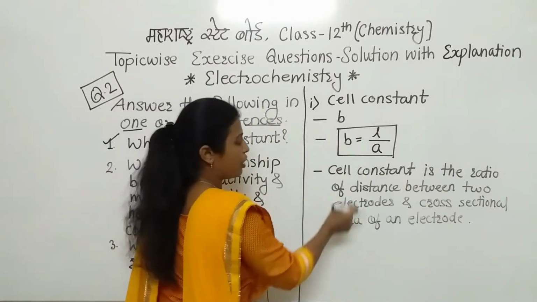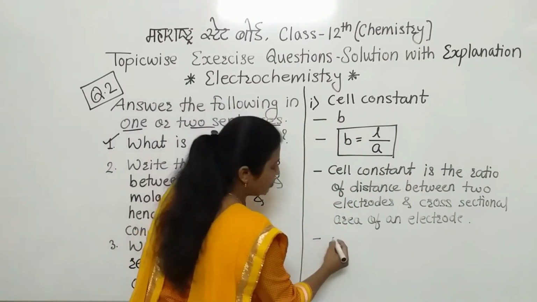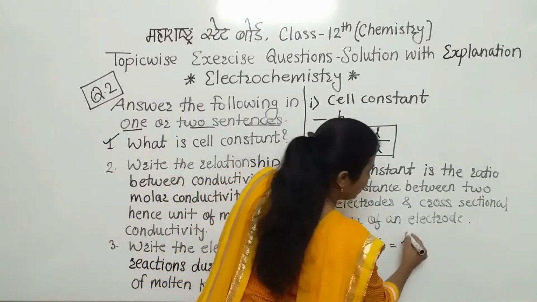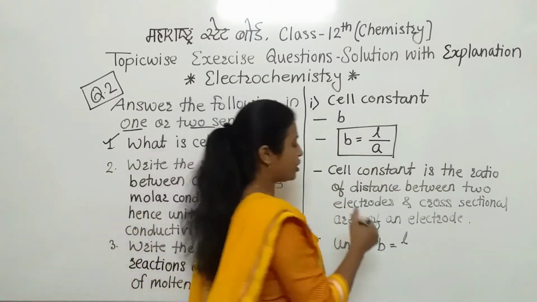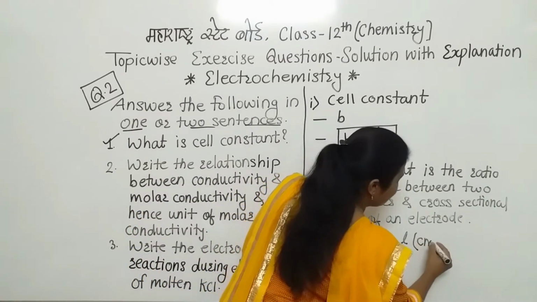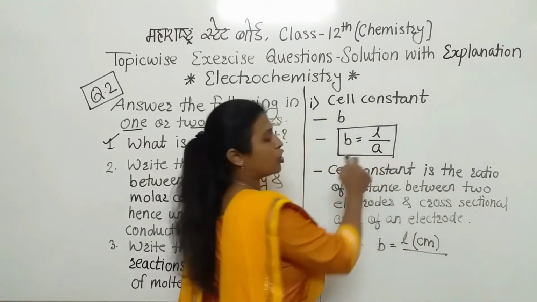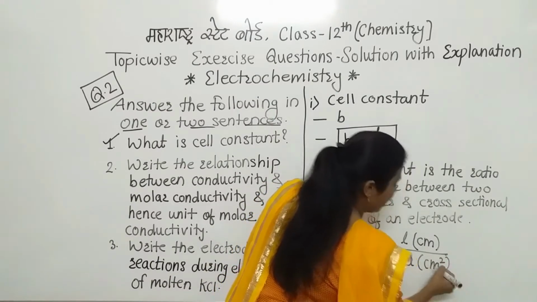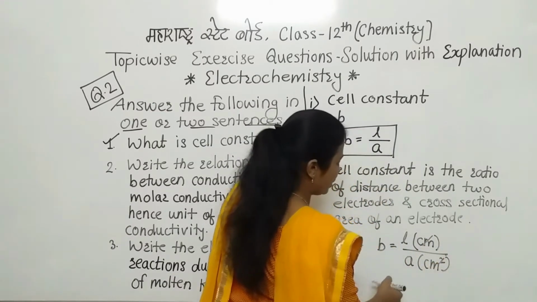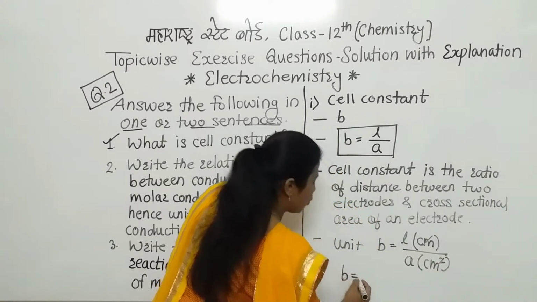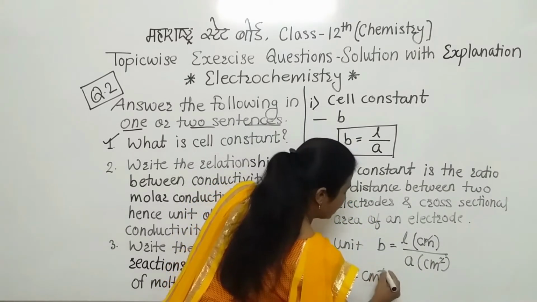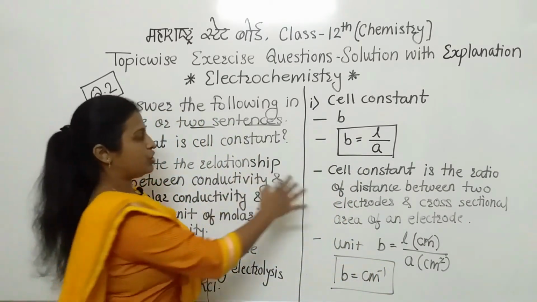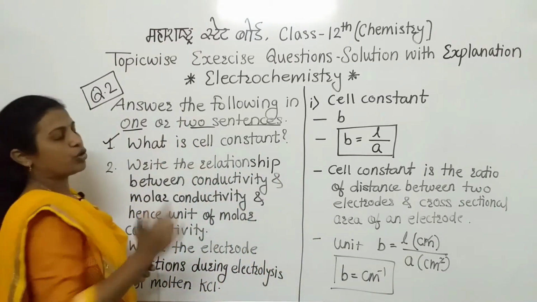By using that formula we can write its unit also. What will be the unit of the cell constant? Now see, b, that is the cell constant, distance between two electrodes. If we consider that distance is in the centimeter divided by cross section area is nothing but the centimeter square, that will be the unit. So centimeter will cancel and here unit of the cell constant, that will be centimeter inverse. So that is the unit of this cell constant. So here we have completed first question, that is what is cell constant.